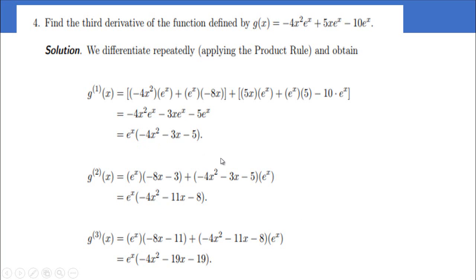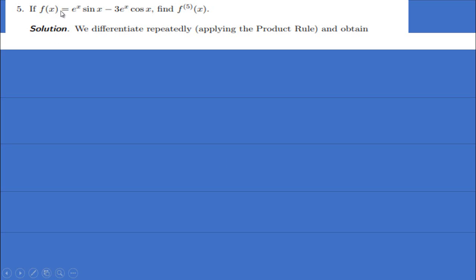Mapapansin mo, there are many ways how to find the derivative, but if you are going to just be consistent, that if you are going to do the multiplication or the power rule or the multiplication rule, product rule, that means copy derivative plus derivative copy. Yun talaga ang pinakaano. F of x equals e to the x sine x minus 3 e to the x cosine x. Find the fifth order of the derivative.